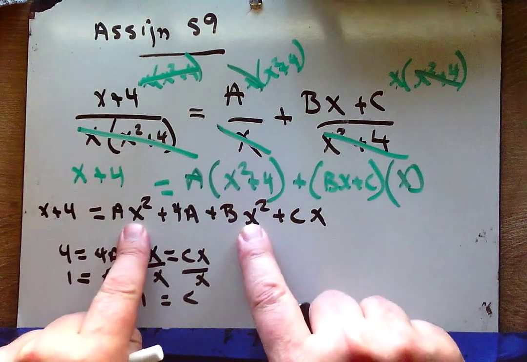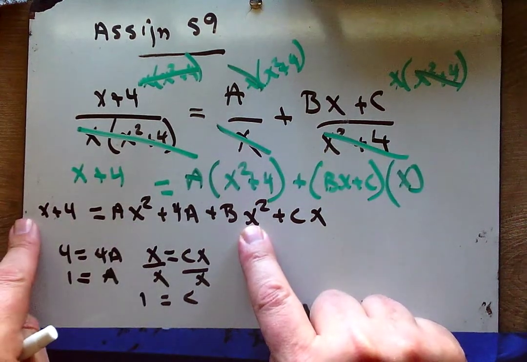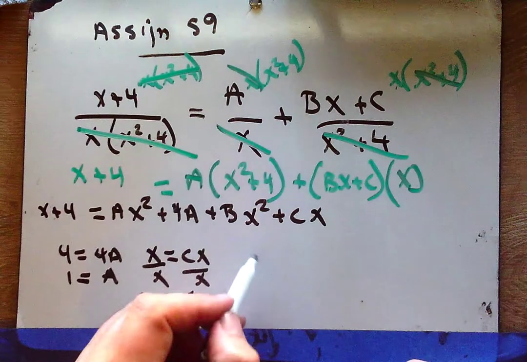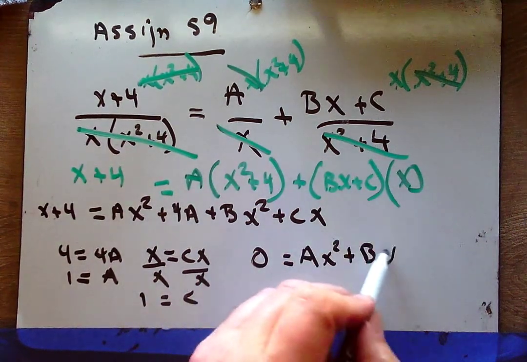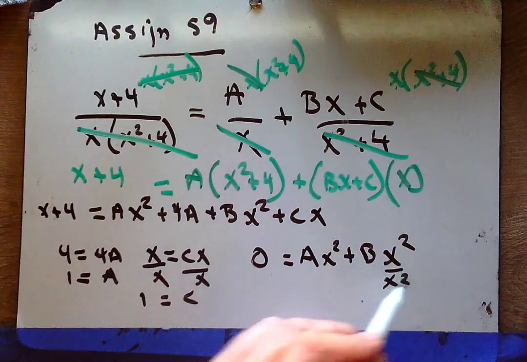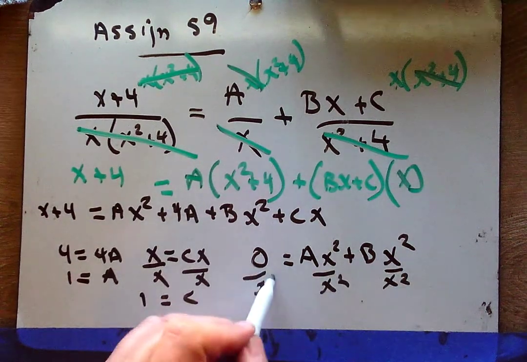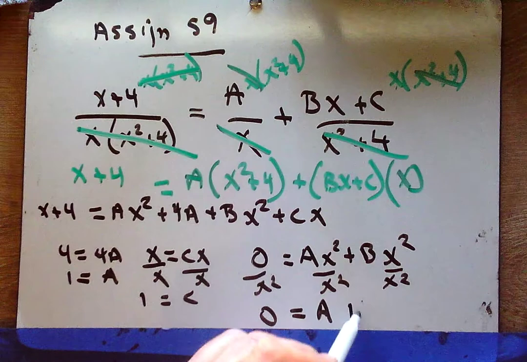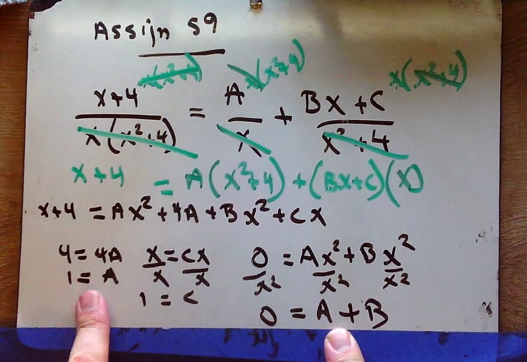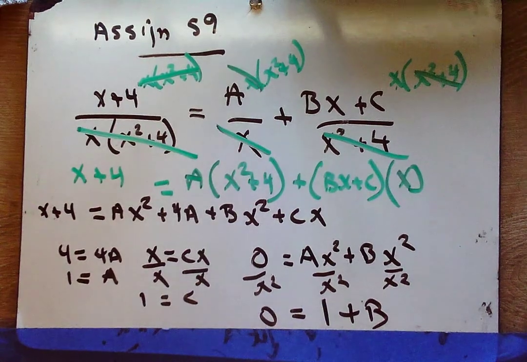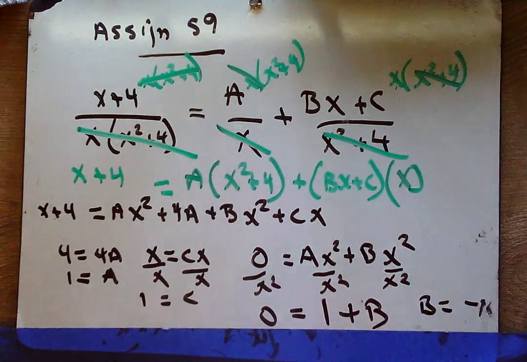And now what about this x to the second stuff? There is none over here. So 0 of those, ax squared plus bx squared. And if I divide everywhere by x squared, I get 0 equals a plus b, which would be a little frustrating if I didn't already know what a was equal to. And so I know that b equals negative 1.